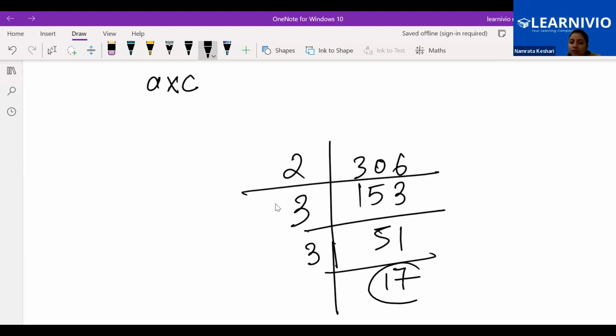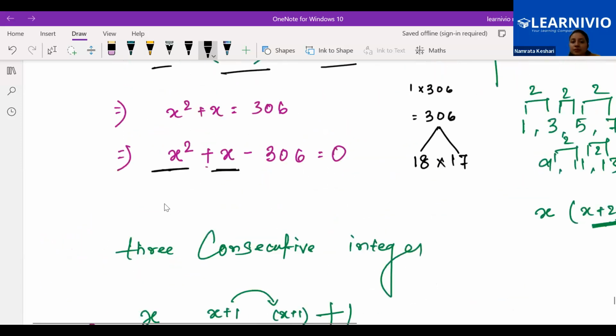Now we can see one of the factors we got is 17. For the other factor, if we multiply 2, 3, 3, we get 18. Okay, 18 and 17 together give us the middle term.